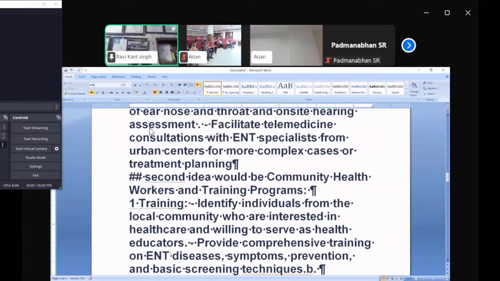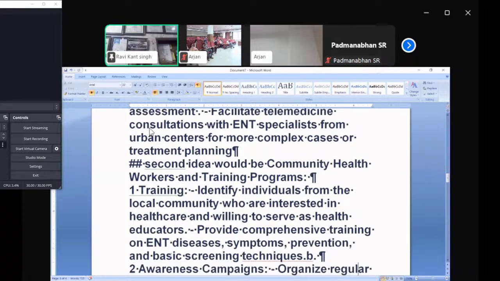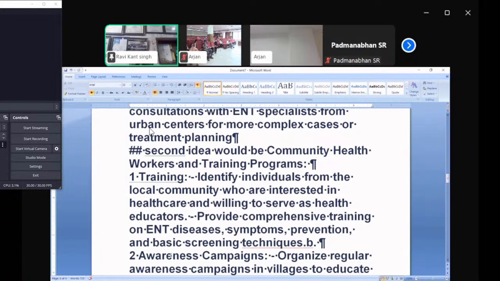who are interested in healthcare and who are willing to serve as health educators, and we provide comprehensive training on ENT diseases, how to use the equipment, how to assess the symptoms, their prevention and the basic clinic techniques.